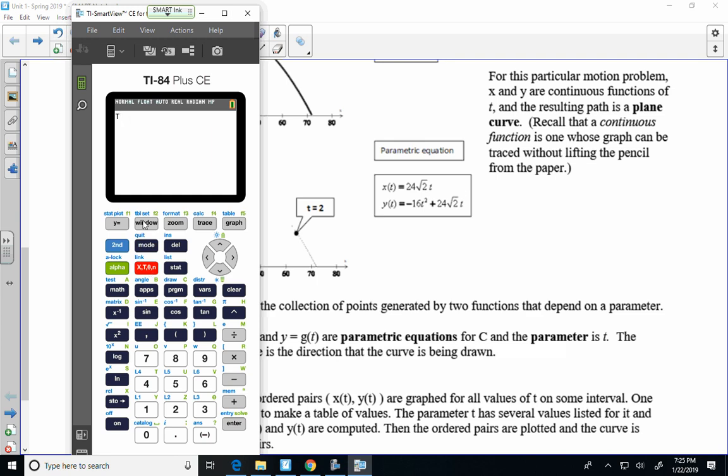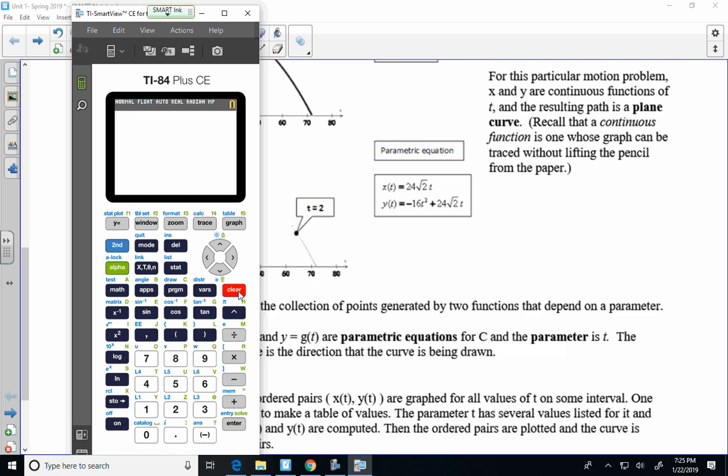What was the last part you turned on? I turned on the diagnostics, stat diagnostics. You have to scroll down a little bit. You got it? Good. All right, so it brings up a t instead of an x.